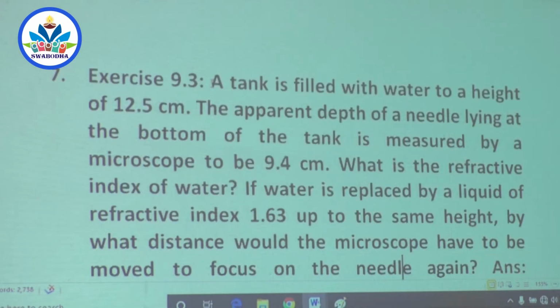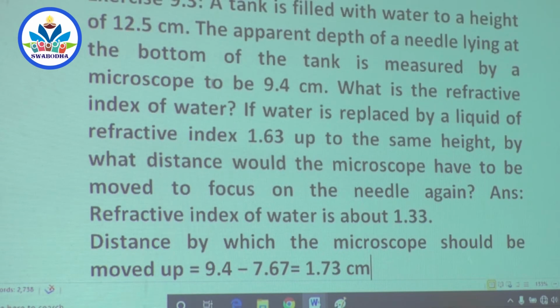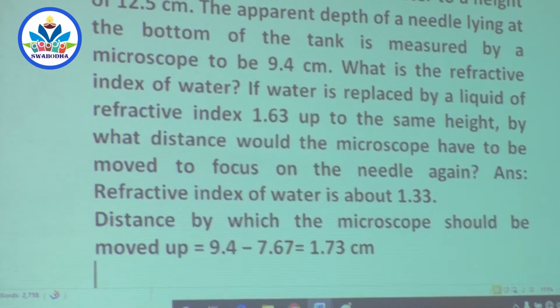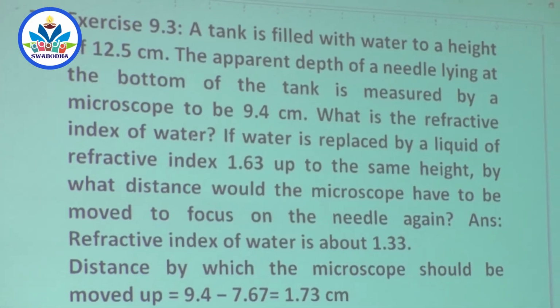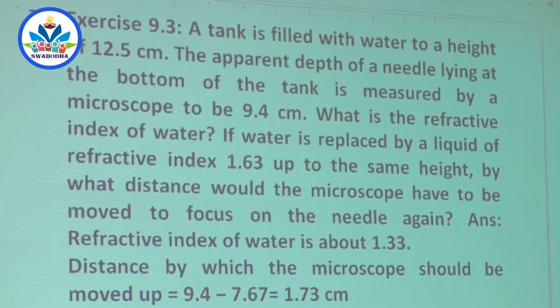Okay. Next problem. A tank is filled with water to a height of 12.5 centimeter. Apparent depth of a needle lying at the bottom of the tank is measured by a microscope. So you can focus a microscope and find out at what depth it is. And if the image gets shifted by some centimeter, then you have to shift the microscope also. I will explain it. Now see the problem.